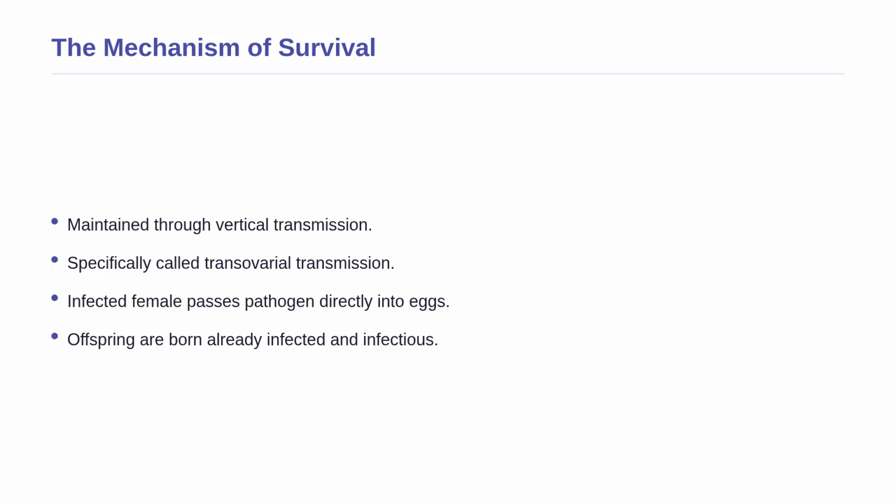This brings us to an important question. How exactly does the insect maintain this disease across generations without biting an infected human? The answer lies in a biological process called vertical transmission, specifically known as transovarial transmission. In this process, an infected female insect passes the pathogen directly into her eggs. Consequently, the newly hatched offspring are already infected from birth. They do not need to bite a sick person to acquire the disease. They are born capable of spreading it. This ensures the pathogen's survival generation after generation.